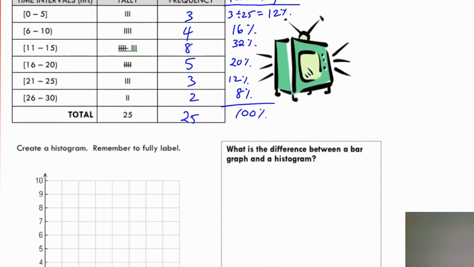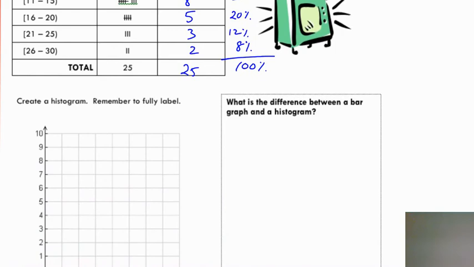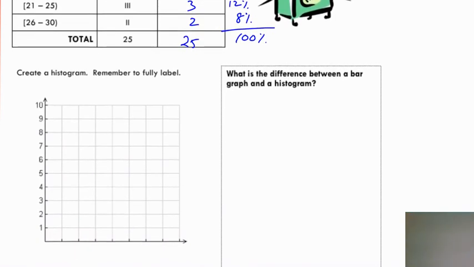So what can we do with these numbers? Well, we can create a histogram. All right, so we have a title again, hours watching TV. We have the frequency along the side here. We have the number of hours in certain intervals. So again, it's not continuous data, it's categorical.